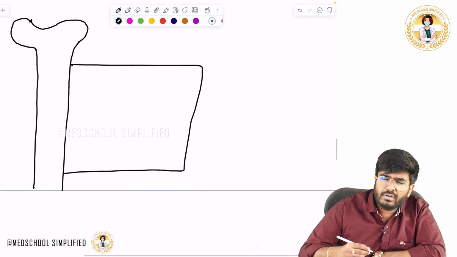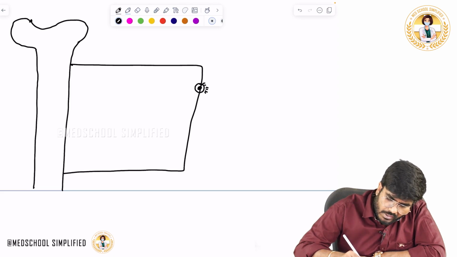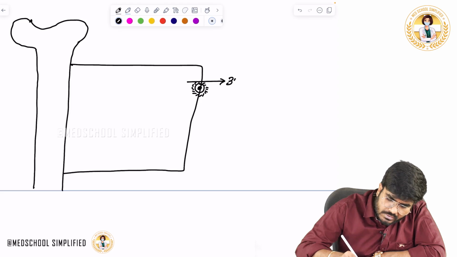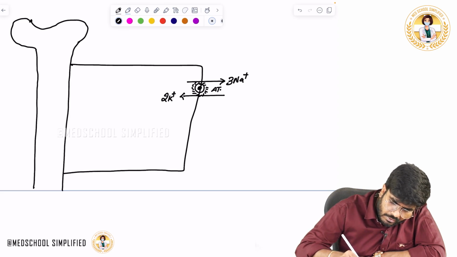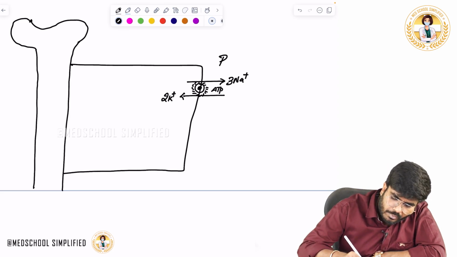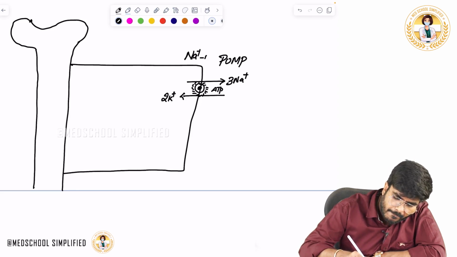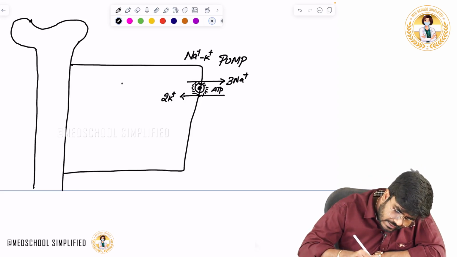Even in the proximal convoluted tubular epithelial cell, there is a transporter present. Now, what is this transporter which is present on the basolateral membrane? It throws 3 sodium out of the cell. It brings 2 potassium into the cell by breaking down ATP. So this is the sodium potassium pump. Because of the sodium potassium pump, the intracellular sodium levels are kept low.